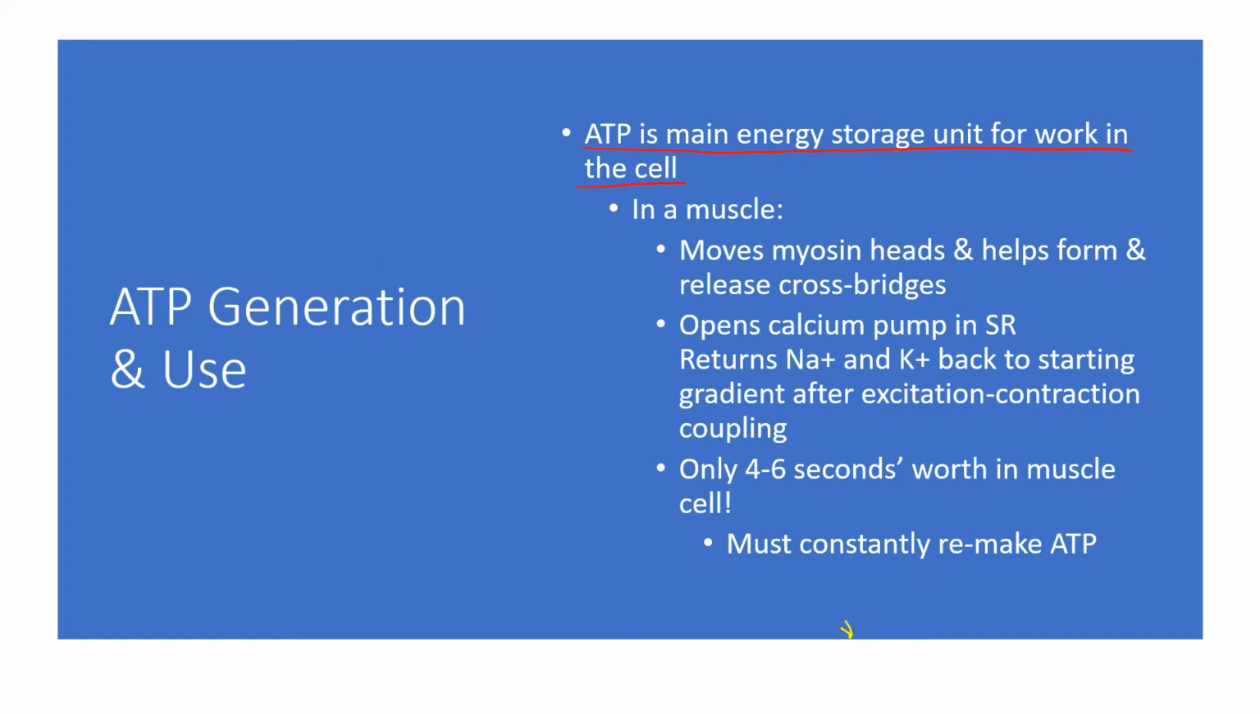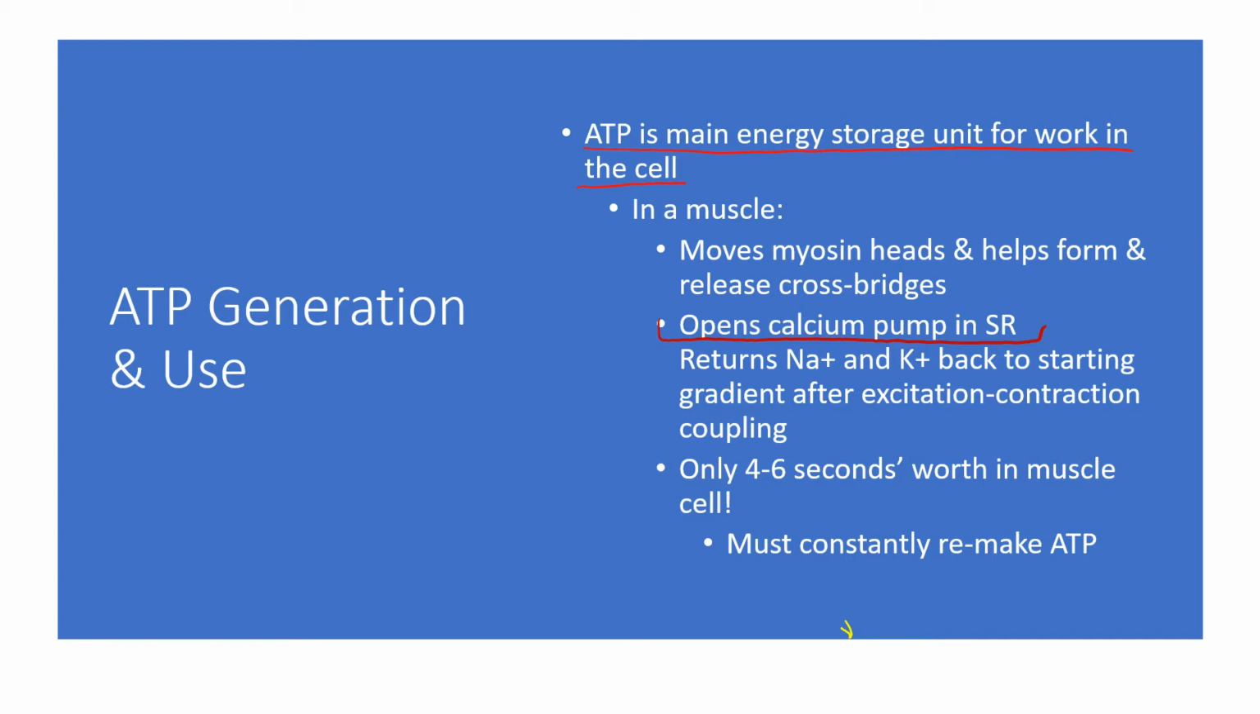ATP also opens a calcium pump in the sarcoplasmic reticulum. Remember, you need calcium inside the myofibril in order to facilitate contraction. Calcium binds to troponin. Troponin is bound to tropomyosin. Tropomyosin covers the actin binding sites. So when calcium comes in and binds to troponin, it changes troponin's shape. It pushes the tropomyosin out of the way, and those actin binding sites are revealed so that they are capable of binding with myosin.